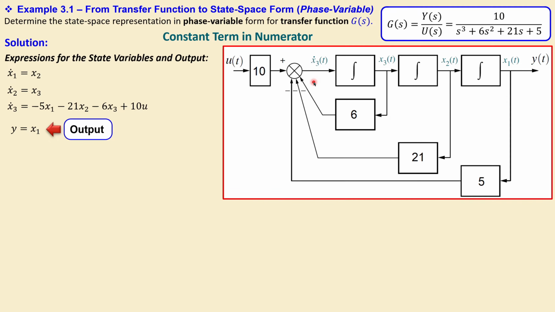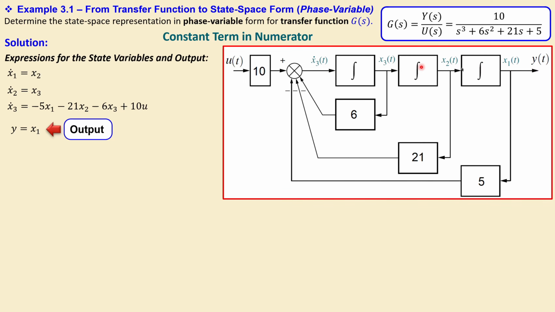Now let's see what's happening here. We have 6 times x3, which is shown here. So x3 dot integrated, you will lose your differentiation. x3 times 6 with a minus goes here, so it's correct. You will see x2 here times 21, with a minus, and that goes here too. And you also have minus 5 times x1, shown here with a minus sign. And we have plus 10u here, as I already said. And we have x1 as an output, which is directly your output here.